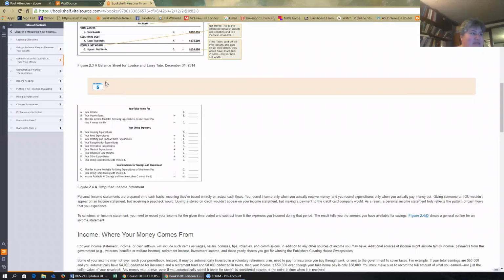And then he continues on, after showing you the balance sheet for Larry and Louise, he takes you to an income statement, which is worksheet 5. And that is looking at the money coming in and the money going out. And hopefully the money coming in is bigger than the money going out.